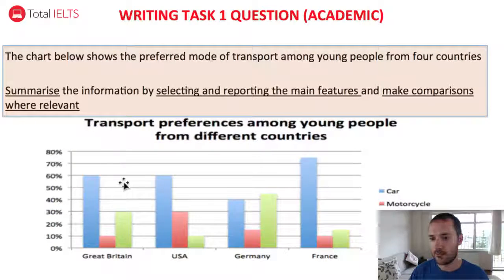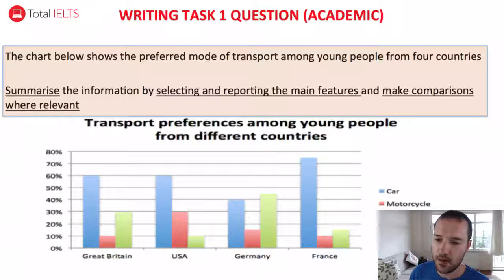Okay, so this is a sample writing task 1 question for the academic version of the test. Right, so let's just focus on the question itself in the box first of all. The chart below shows the preferred mode of transport among young people from 4 countries. Okay, and it's quite clear from looking at the bar chart. The 4 countries are Great Britain, USA, Germany and France. And we have 3 modes of transport: car, motorcycle and bicycle.